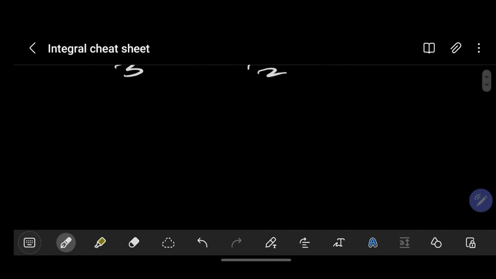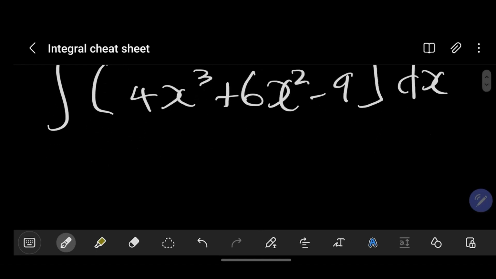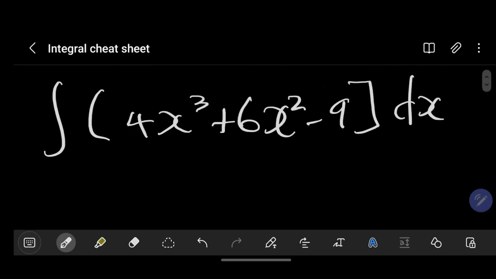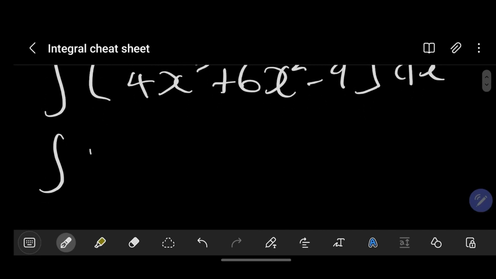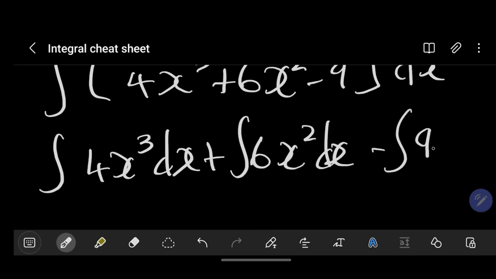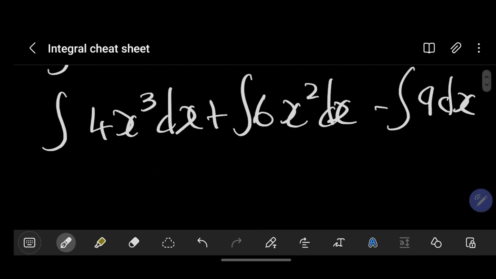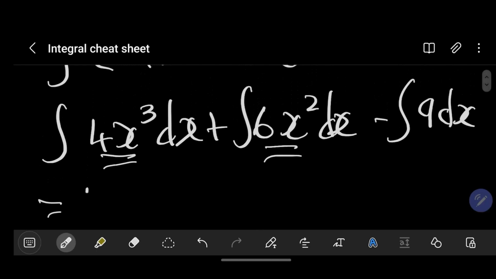Let's look at the integral of 4x cubed plus 6x squared minus 9 dx. So we can see we need to use the summation and the difference rule here, so let's do that. If we split this up, we'll get the integral of 4x cubed dx plus the integral of 6x squared dx minus the integral of 9 dx, and that's equal to, so power rule, constant rule.